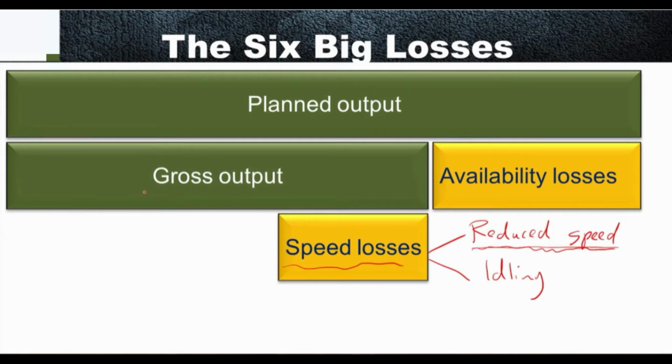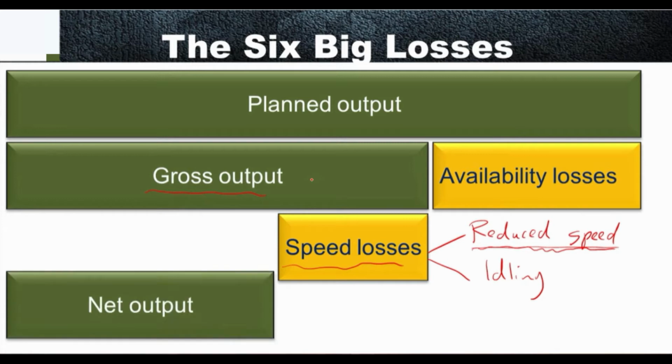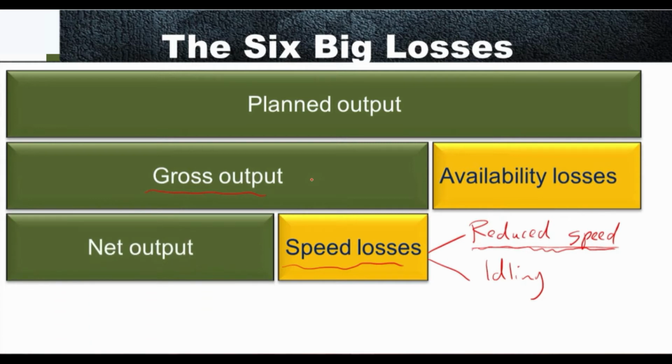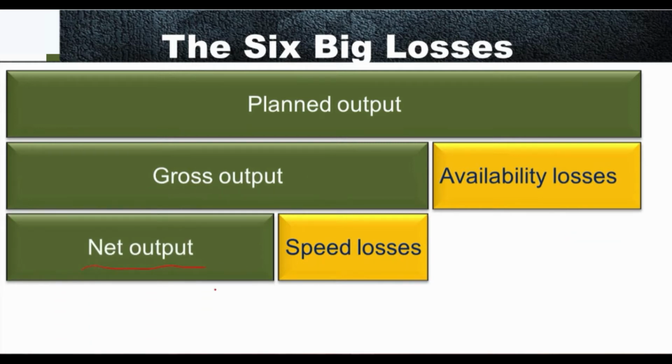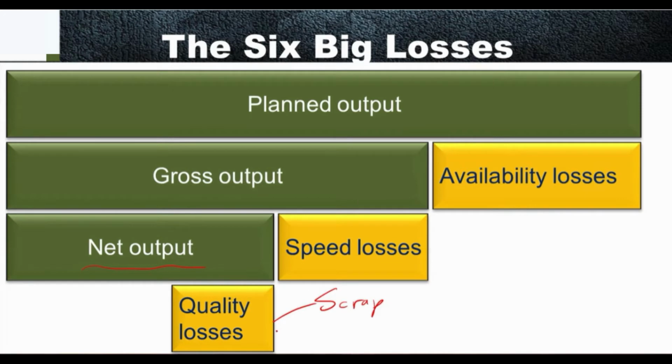Once we reduce our gross output with our speed losses, we actually end up with net output. Net output is still not the end of the story because we still have possibly quality losses. Now, quality losses also come in 2 forms. They come in the form of just regular scrap and start-up scrap.